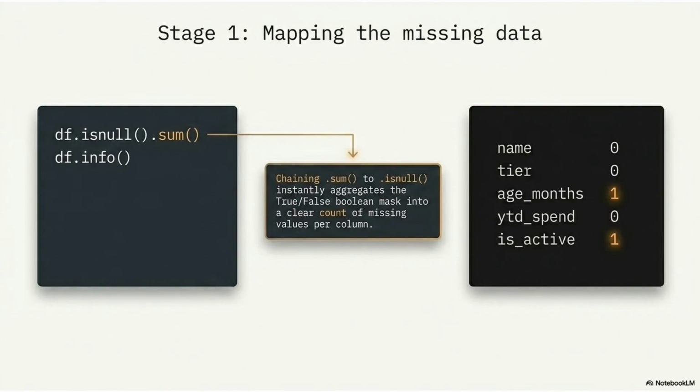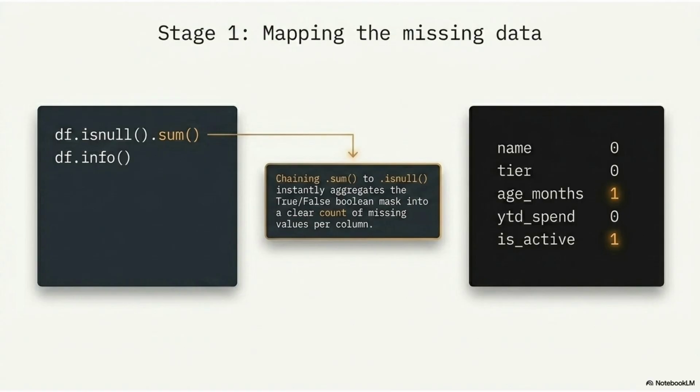Stage 1 of the refinery pipeline is mapping the missing data. You cannot fix what you cannot see, so the first step is always a complete audit of null values. 2 tools, df.isnull().sum(), chained as 2 calls. isnull generates a true-false data frame, marking every missing cell, and sum aggregates the true values per column into a count. The result is a clean map showing exactly which columns have gaps and how many.